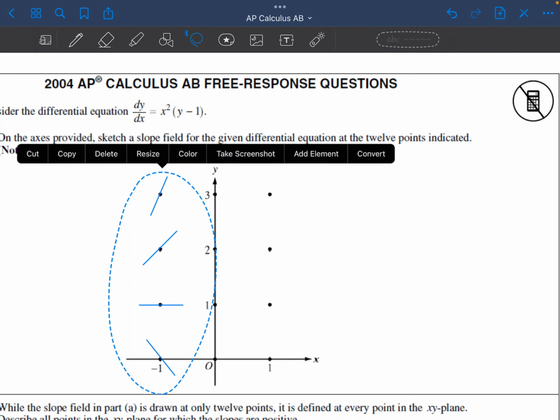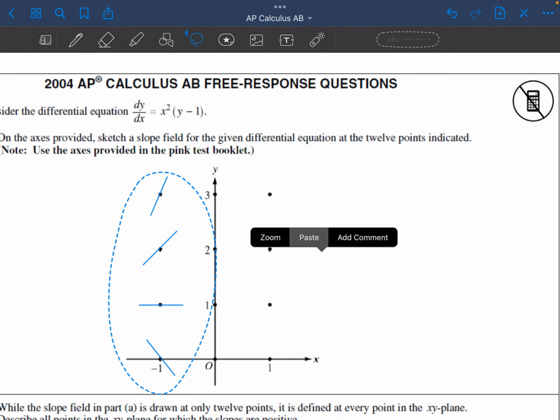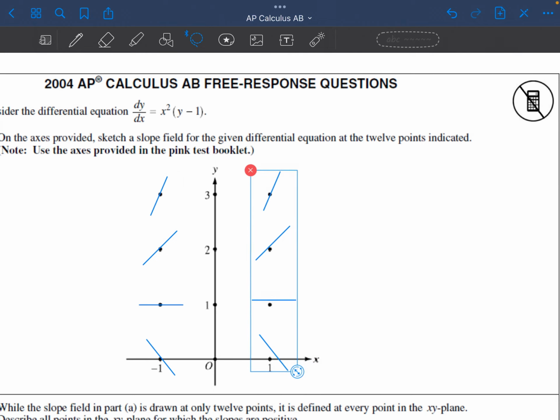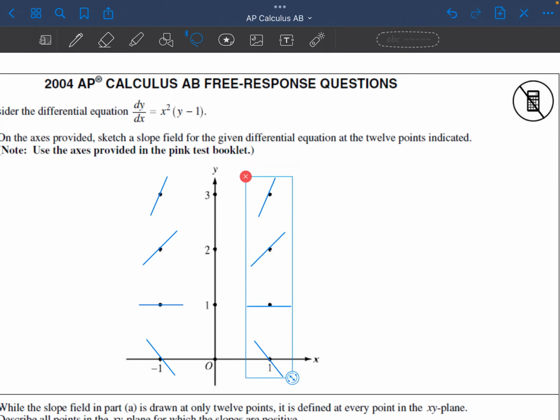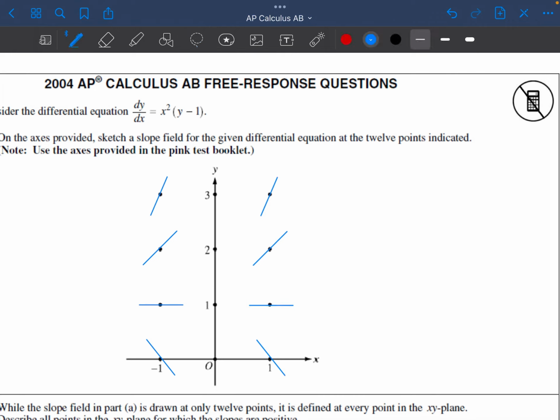So I can just copy that and paste that over here and paste those same lines. And I think, where was I? Ooh, this is kind of difficult to do. Looks good enough to me. Cool. And now I need to figure out what happens when the x coordinate is 0.